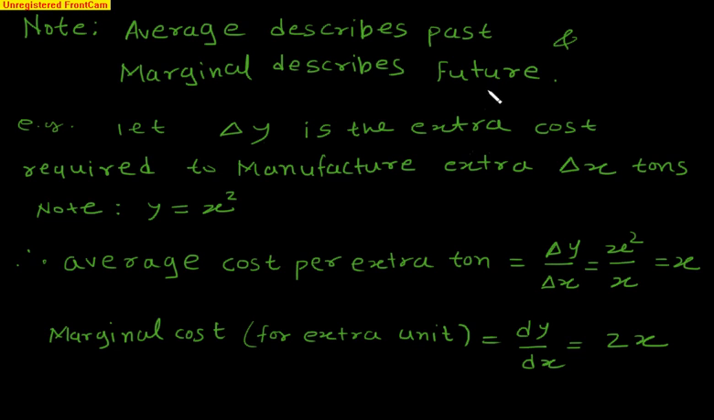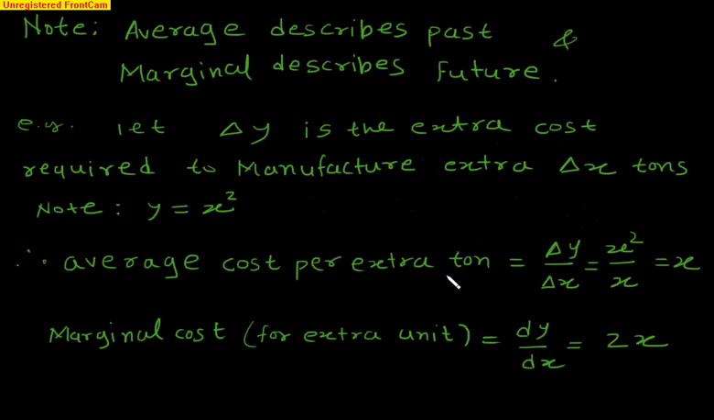Okay, I think it is clear what is marginal and average cost to you. Average is related to the past, from the starting of the production, and marginal is just what is the cost at the present of this book. Okay, that's it.